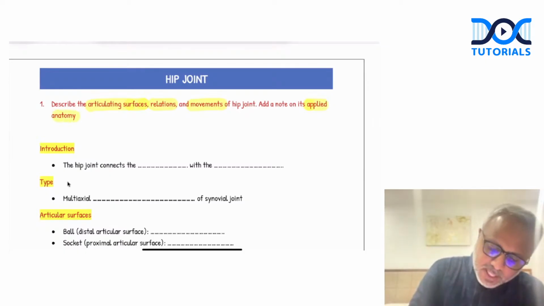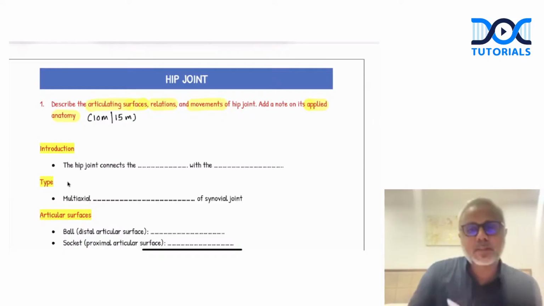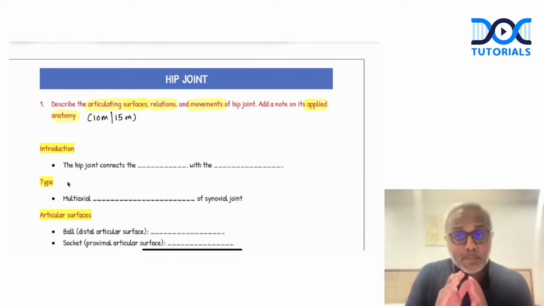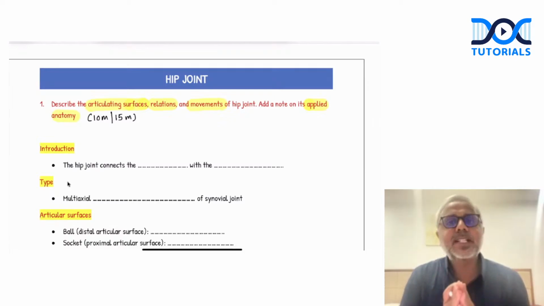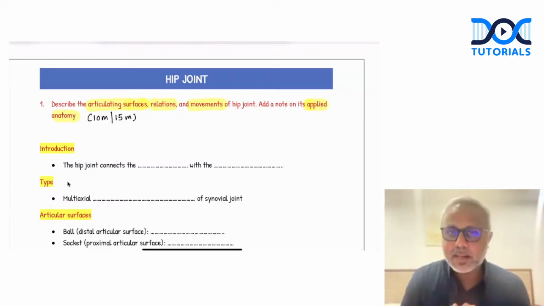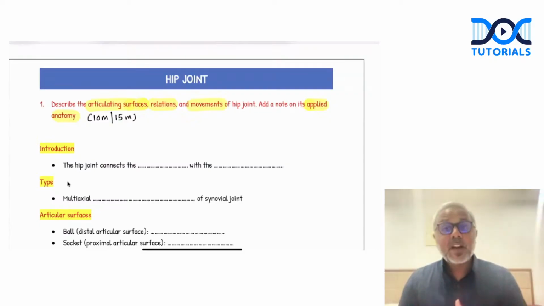Most often this is a 10 marker question, or in some universities, it could be a 15 marker. What is missing here is the type of the joint, but invariably the examiner will expect you to write the type of the joint. So we have created an incomplete handout, and we will write the answers in the handout, and this will be available for you for revision in the app.